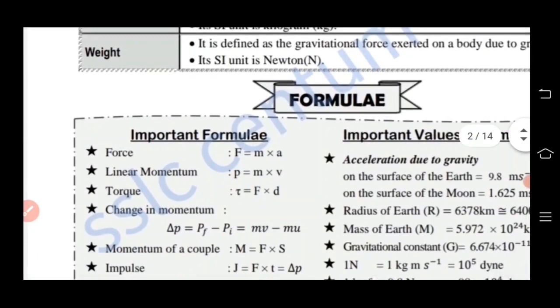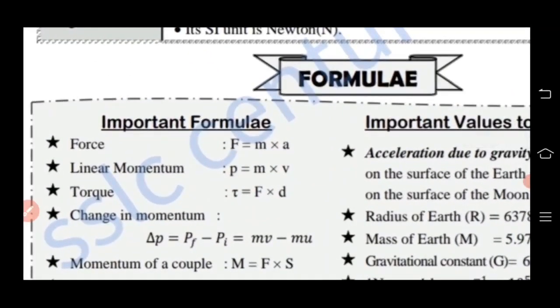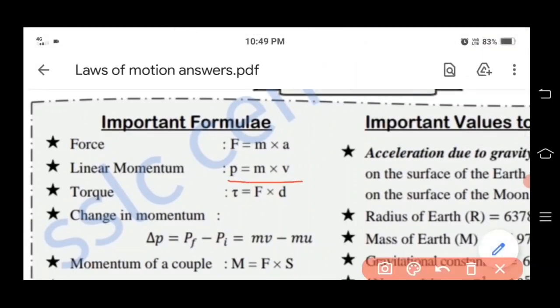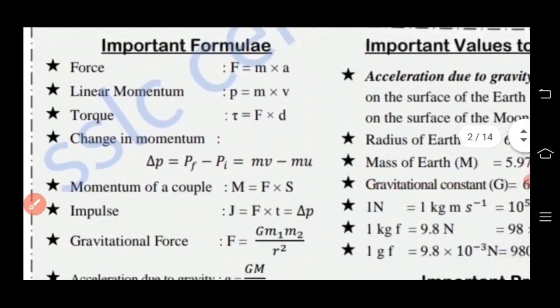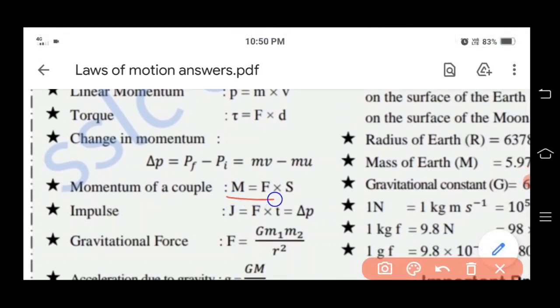Formula for force: F = m × a. Formula for linear momentum: P = m × v. Torque: τ = F × d. Change in momentum: ΔP = Pf − Pi = mv − mu. And then moment of couple: M = F × S. Impulse: J = F × t = ΔP.